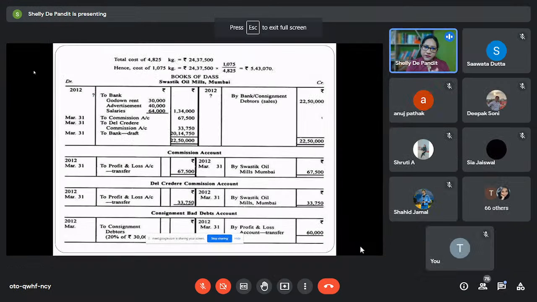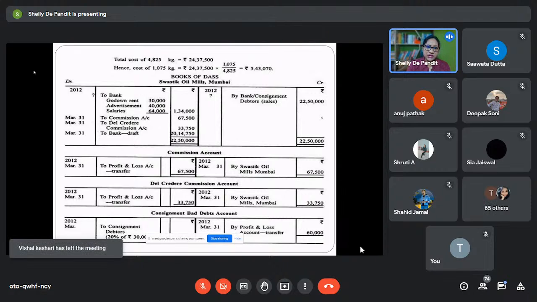Now, let us come to the books of the consignee. Here, one thing we understood, that ma'am, we have to write down just sales, all the expenses, all the commission, and we will remit the draft. It is given in the books of Das Swastik Oil Mill Mumbai account. Now, let us open another two commissions account, different commissions account. It is also very easy.